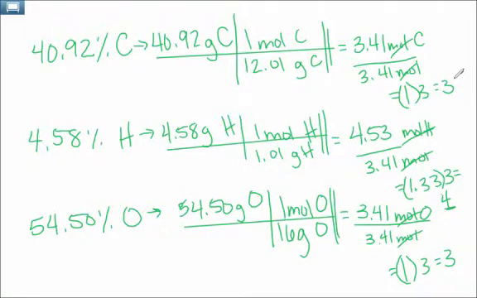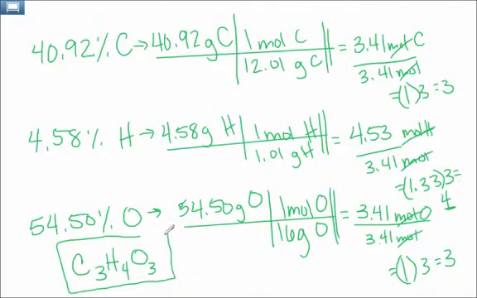Now this will be our subscript. So our formula is going to be C3H4O3. There we go. Does everyone understand those steps? So there's really not an equation that we follow. It's just a series of steps, a process that you go through. You basically want to find moles and then find a mole ratio between the elements.